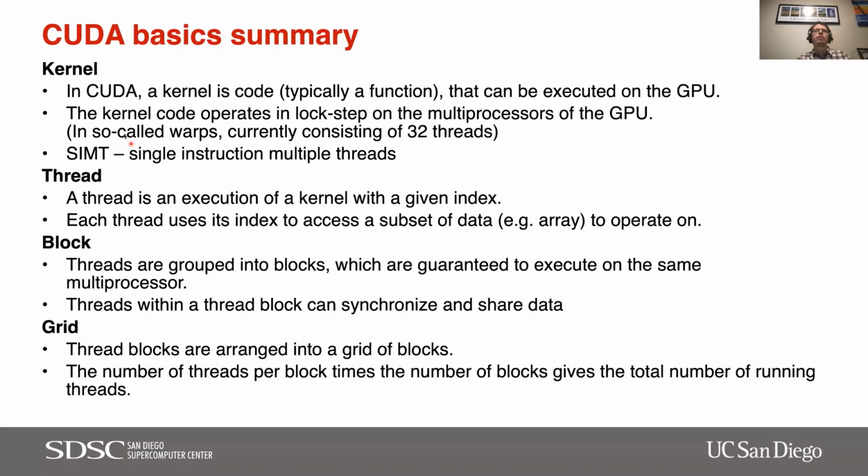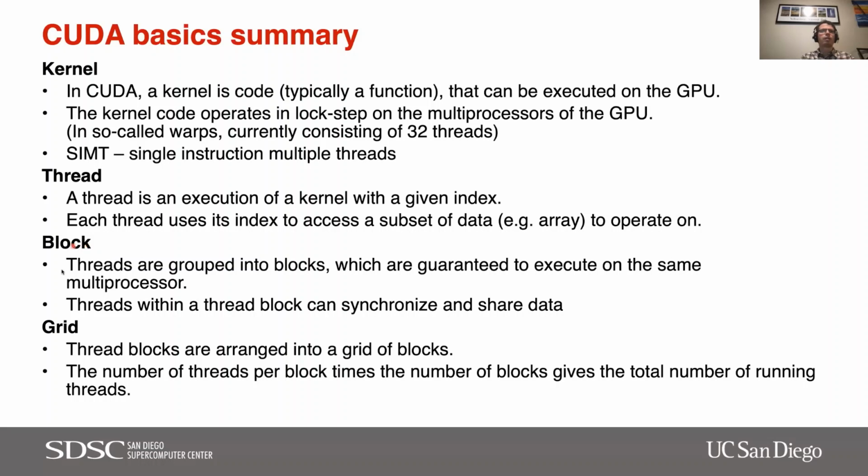So what we've learned is we have a kernel that is code that can be executed on the GPU. That code, when it's executed, operates in lockstep on the multiprocessors of the GPU in so-called warps, which are multiples of 32 threads. So it's basically a single instruction executed by multiple threads, the SIMT architecture. A thread is basically an execution of a kernel with a given index, and each thread uses its index to access a subset of data, say an array, to operate on.